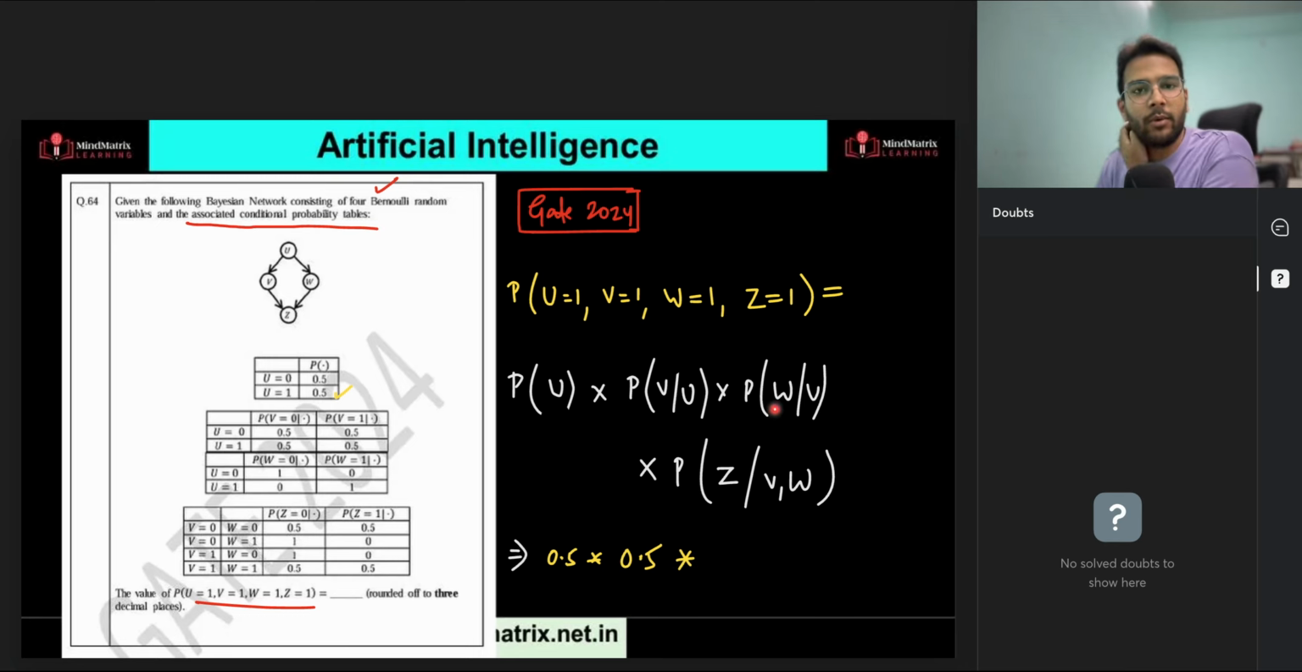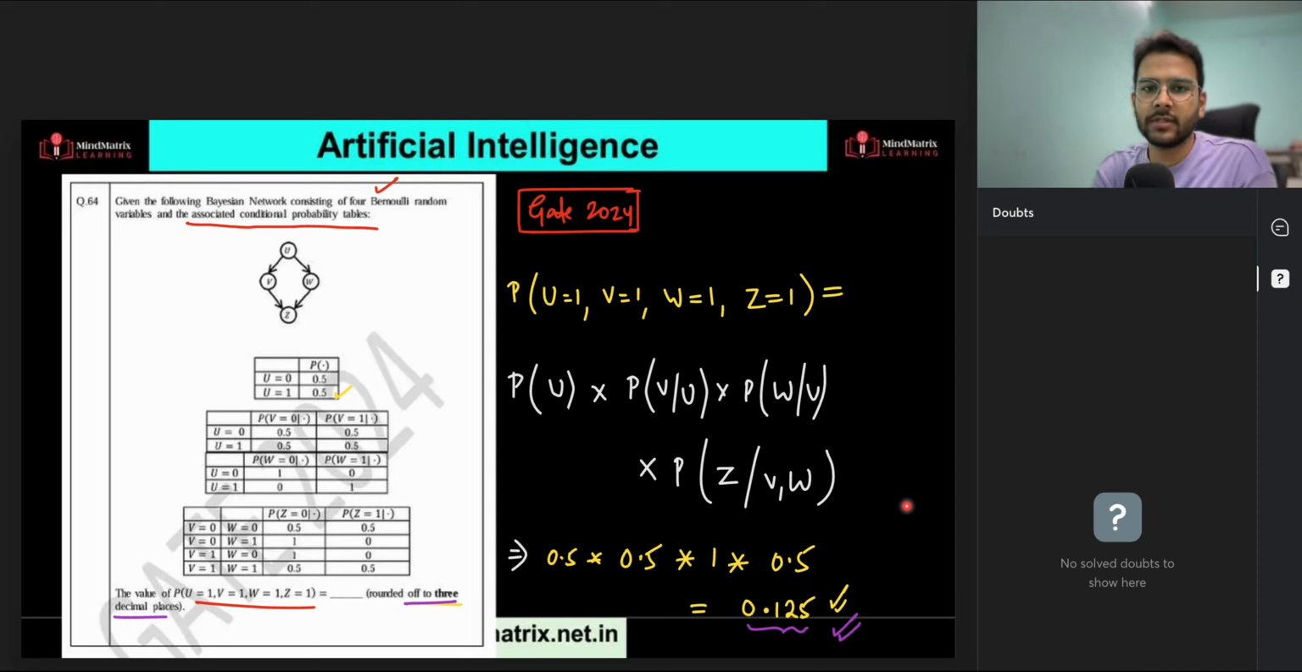Multiply by probability of W is 1 given U is 1, that is 1 only, right? And probability of Z is 1 given V is 1 and W is 1, that is 0.5. So it will give you what? This is 0.125. And you have to give the answer rounded off to 3 decimal places. So yes, that is your answer. Is it clear? Any doubt, anyone? Simple, right? And this question was asked for 2 marks.